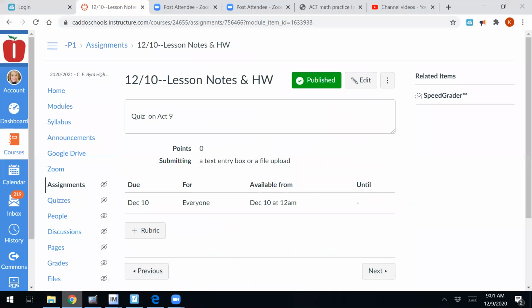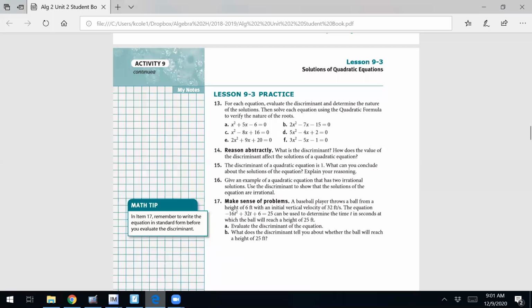Okay, so for yesterday's homework, what you submitted to me last night, number 13, you guys did A through D. A's discriminant was 49. That's positive and it's perfect. So that's two real rational roots. That was yesterday's 13A, 49, two real rational roots.